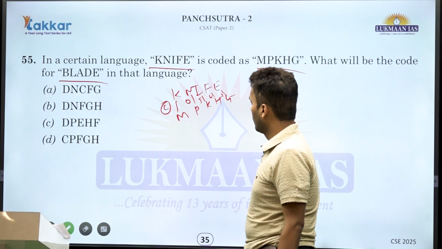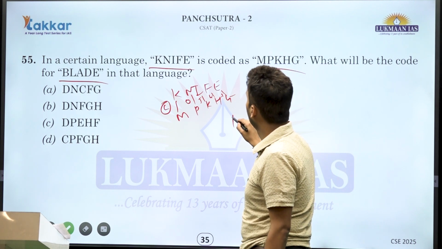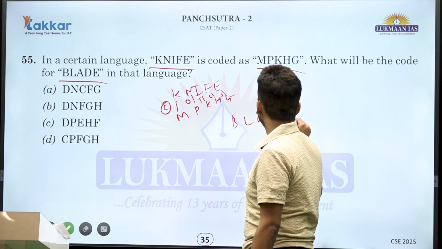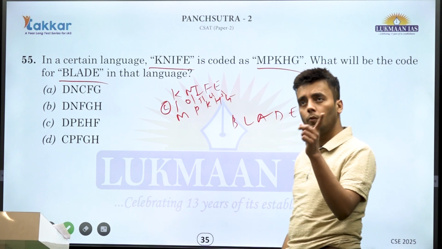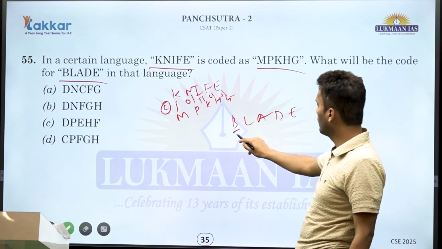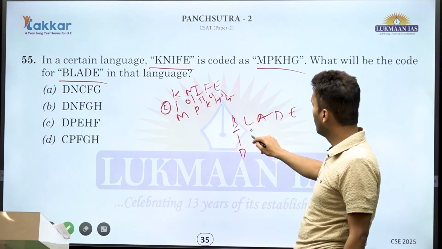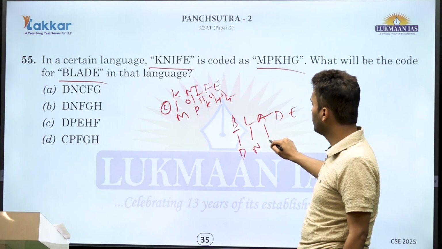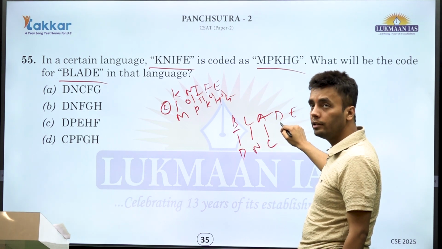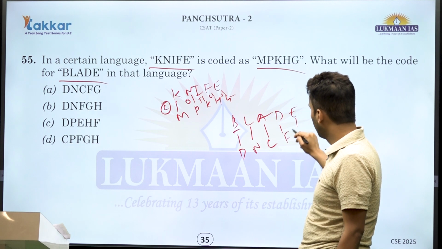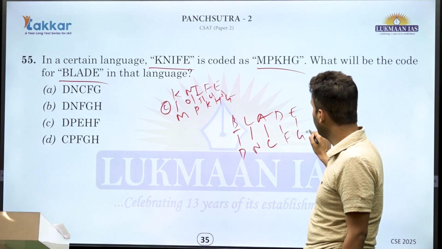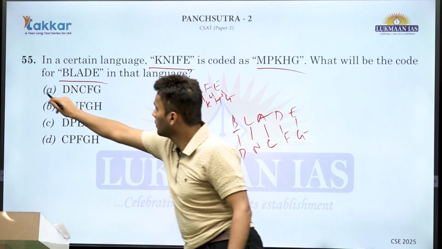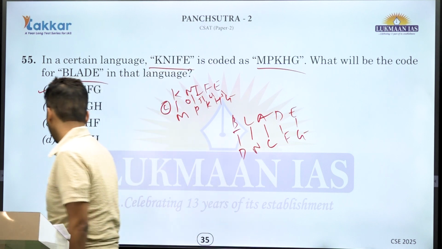So, blade, how can we write blade? We need to just skip one letter to reach the next. B will be written as skip C, reach D. L: skip M, reach N. A: skip B, reach C. D: skip E, reach F. E: skip F, reach G. So D, N, C, F, G. This is A.